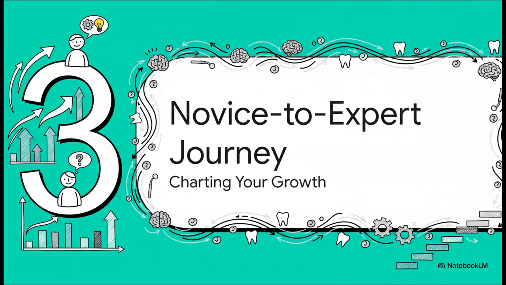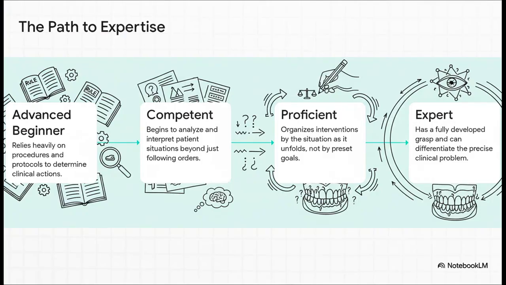Let's break down that journey, charting how your thinking evolves over your career. We know there's a pretty clear path. You start as an advanced beginner, right? You're sticking to the rules and procedures you learned. Then you become competent. You start analyzing things, asking questions. Next, you're proficient, which means you can adapt your plan as things change. And then finally, you reach expert. That's when you have this deep grasp of the whole situation and you just get it almost instantly.